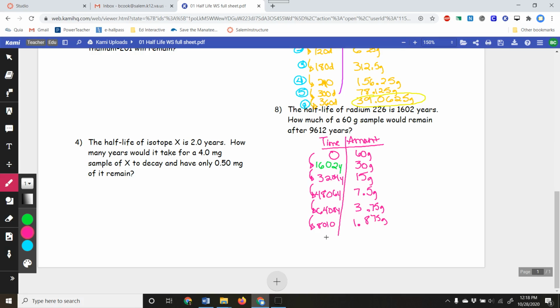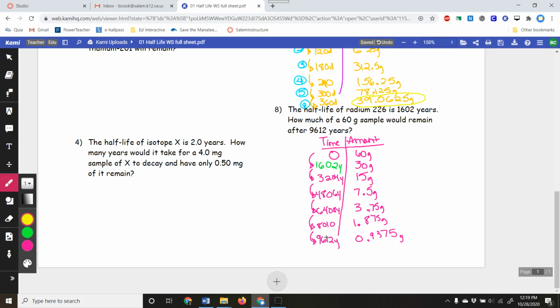We need yet another half-life because we're not at the 9,612 yet. So let's add 1,602 years, another half-life interval. Now, finally, we're at 9,612 years. How much of our 1.875 gram sample is going to be left? We need to divide that in half, and we're down to a measly 0.9375 grams. So not that much left.